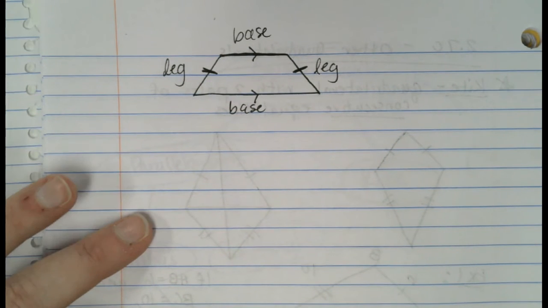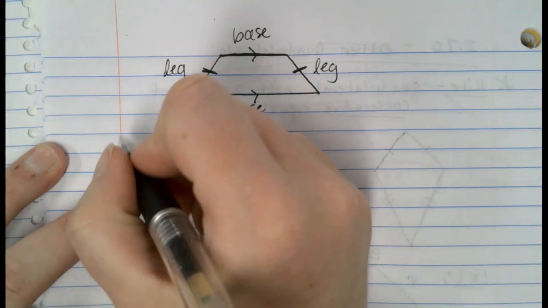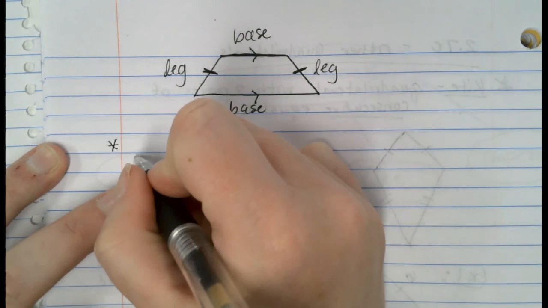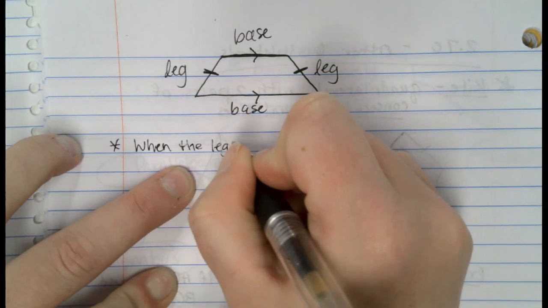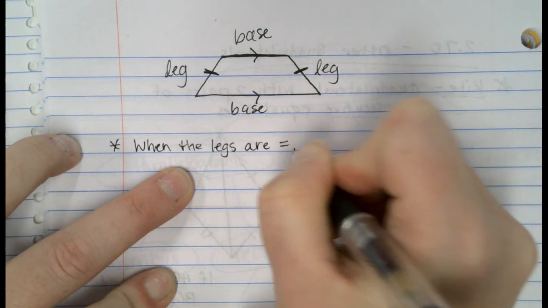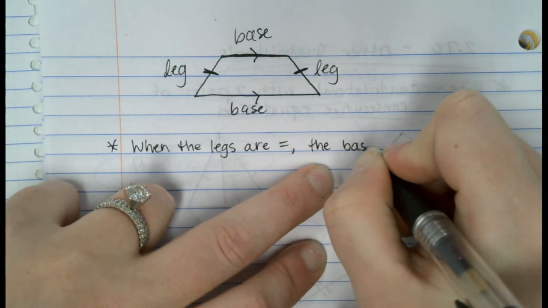Okay, so this is something that is unique with only this kind of trapezoid. When the legs are equal, the base angles are also equal.